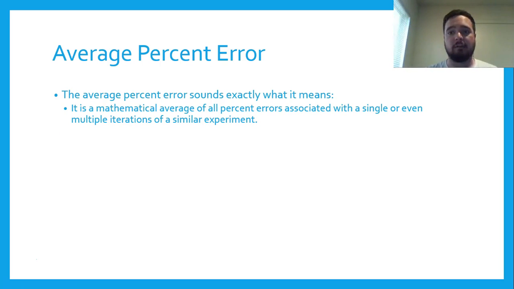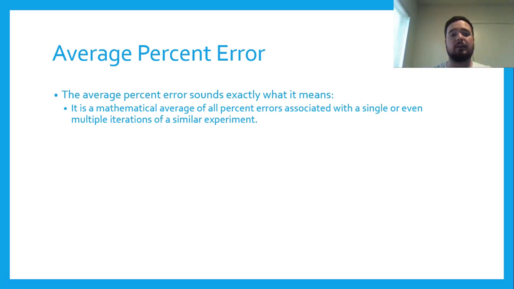It's a mathematical average of all the percent errors associated with a single or even multiple iterations of a similar experiment. The reason this is important is that if you do multiple trials of the same experiment and you get a different percent error for each one, not only does it tell you what could have gone wrong in each separate trial, but it also helps validate your conclusions.